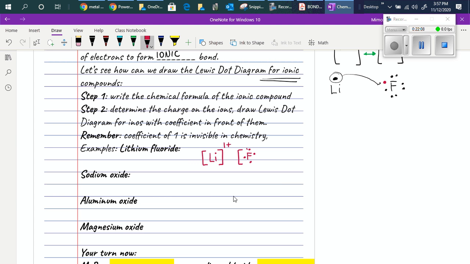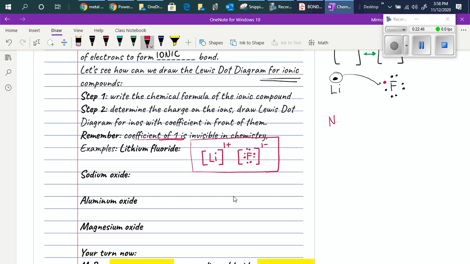rule. You remember that? We mentioned it even when we were doing the review of Science 10. And then the Lewis dot diagram for lithium fluoride will be like this. Now, as we mentioned here, those are 1 lithium and 1 fluoride, since the coefficient is 1, the coefficient of 1 in chemistry is invisible. Let's move to the next one, that is sodium fluoride.